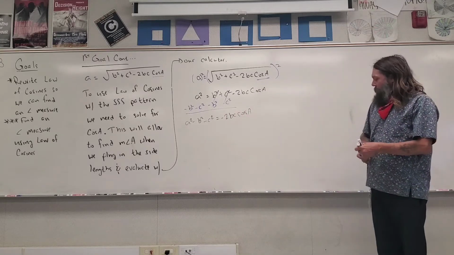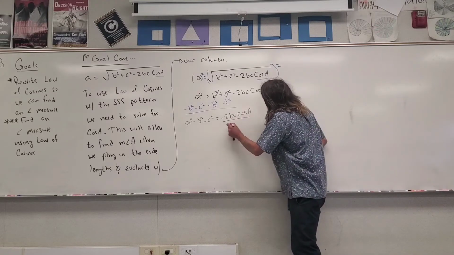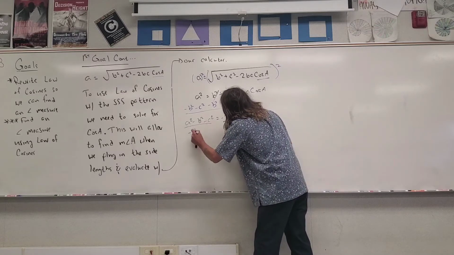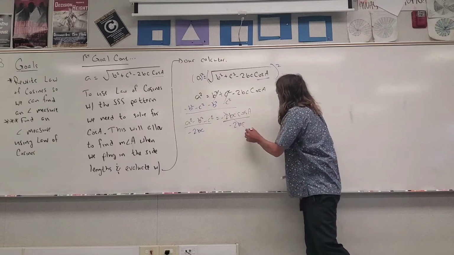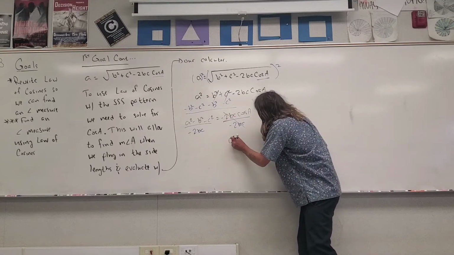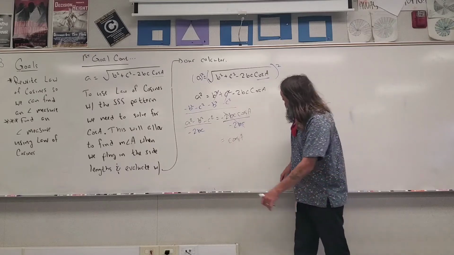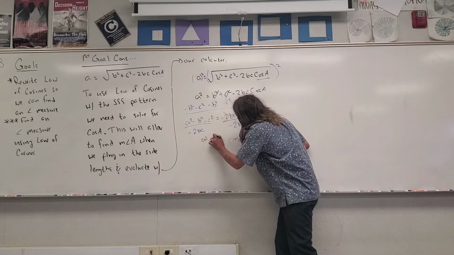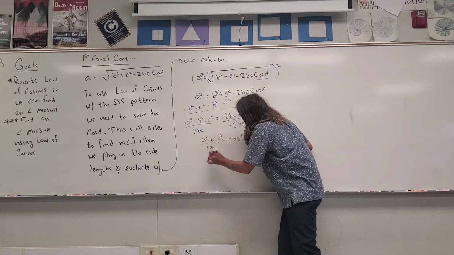And if we divide both sides by negative 2bc, it cancels on the right side, and I'm left with cosine of angle A equals a squared minus b squared minus c squared divided by negative 2bc.